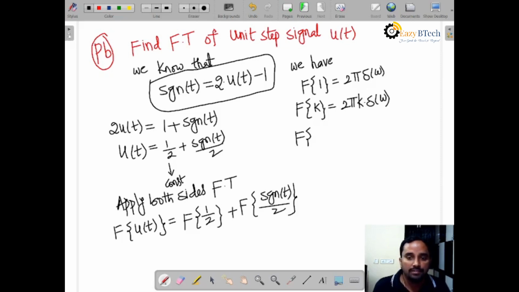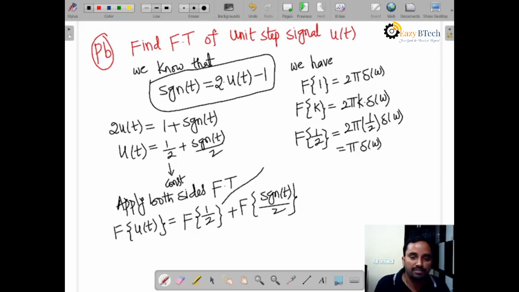So likewise, Fourier transform of 1 by 2. So 2 pi k, with k as 1 by 2, gives 2 pi times 1 by 2 del of omega. So here 2 gets cancelled, and we get pi del of omega. So this is the Fourier transform of 1 by 2. Now we know the Fourier transform of signum function.